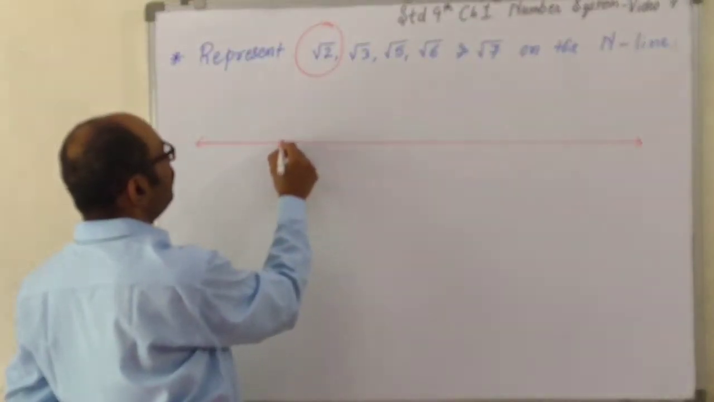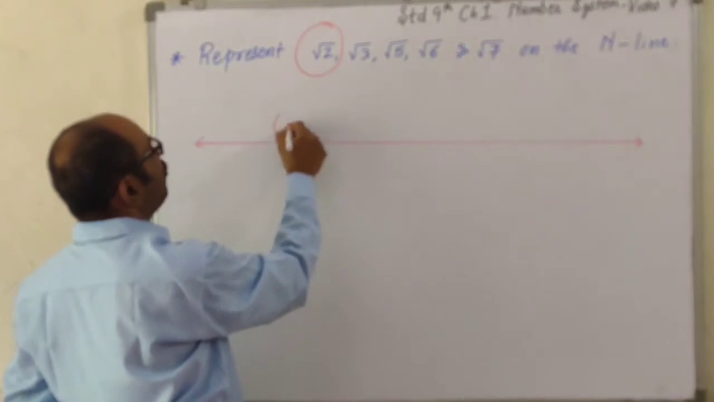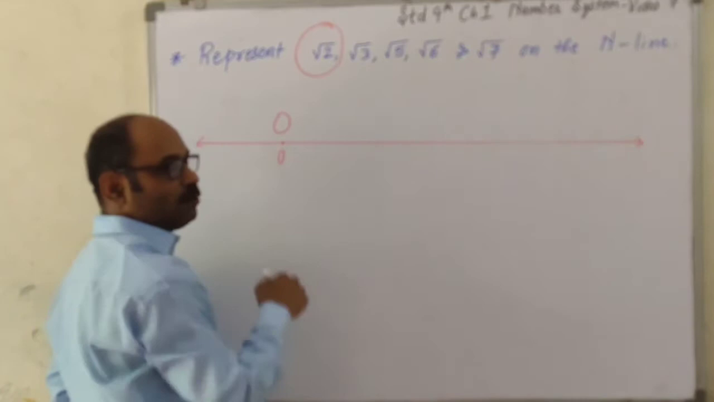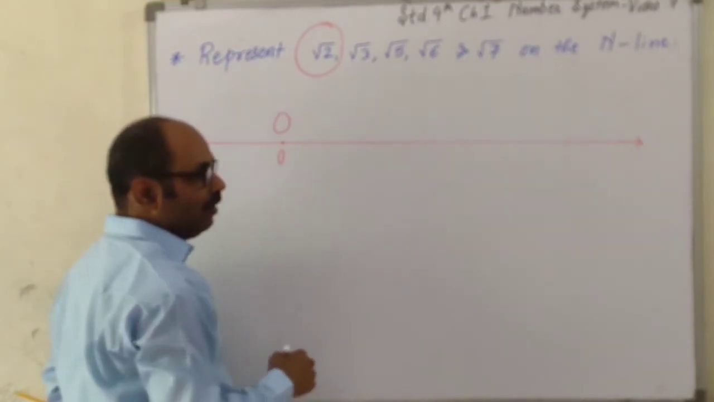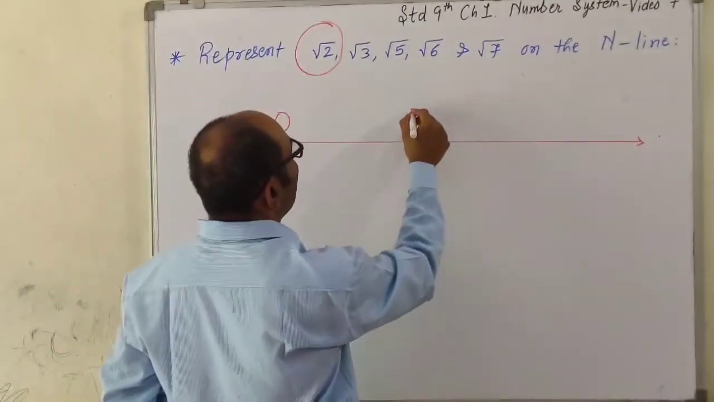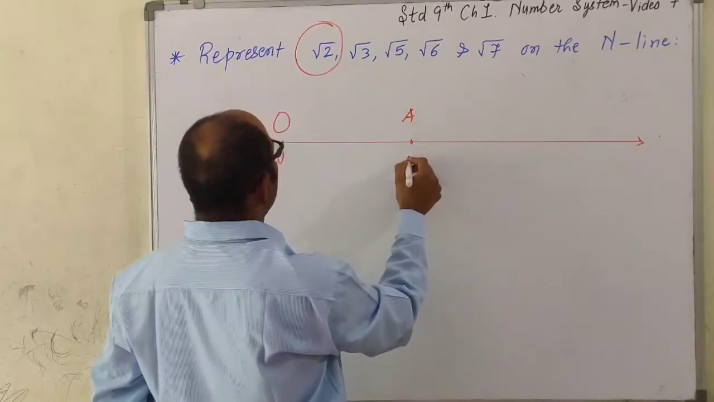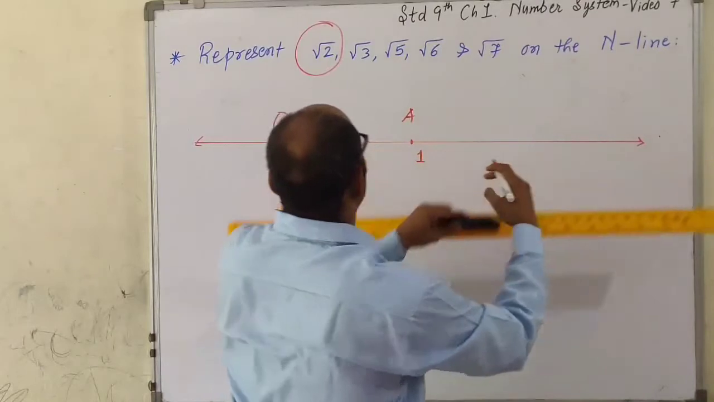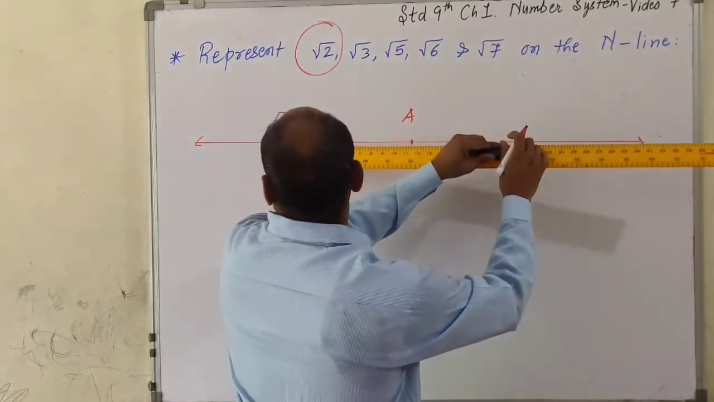Excuse me. This is point O, and the number corresponding to point O is 0. And here is point A, and the number corresponding to it is 1. Children, what I have taken here, actually I have to choose this.